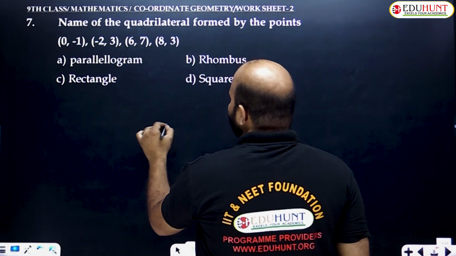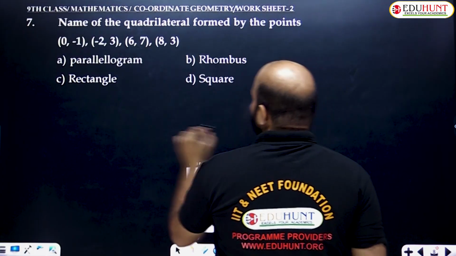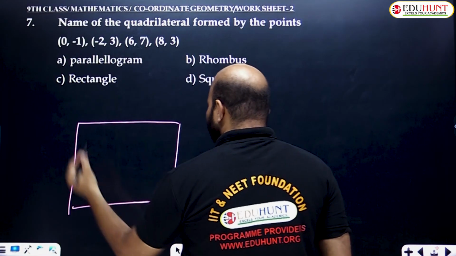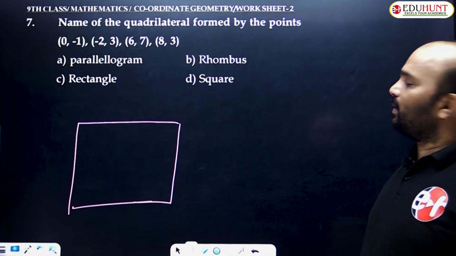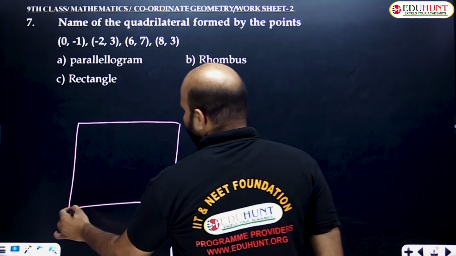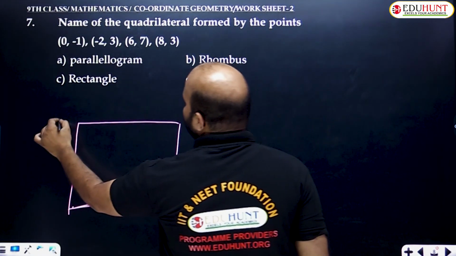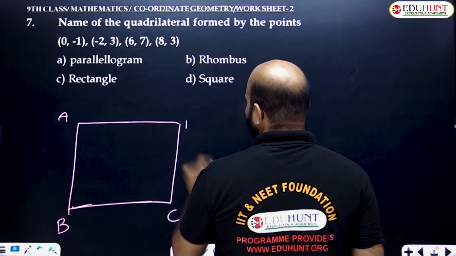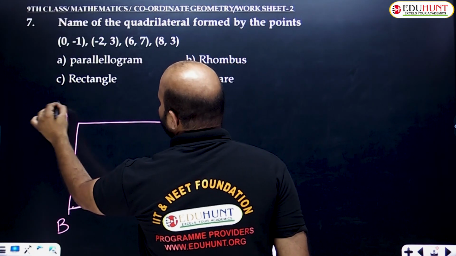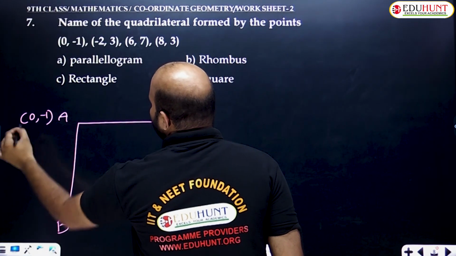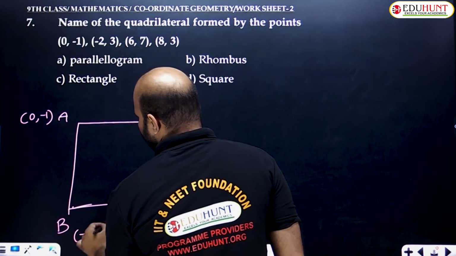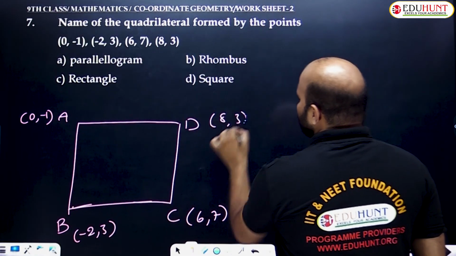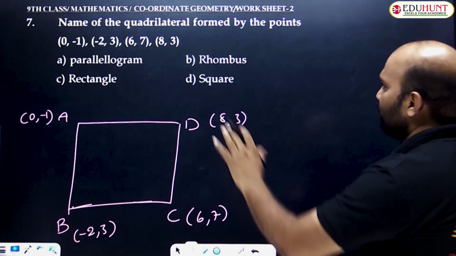So here what is given is a quadrilateral. What does quadrilateral mean? A 4-sided closed figure in a plane is called a quadrilateral. It is enclosed by 4 sides. Let us consider the points A, B, C, D. The coordinates of A are (0, -1), B is (-2, 3), C is (6, 7), and D is (8, 3).